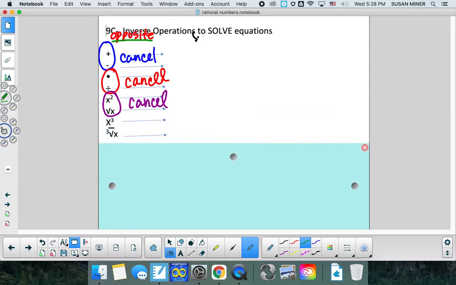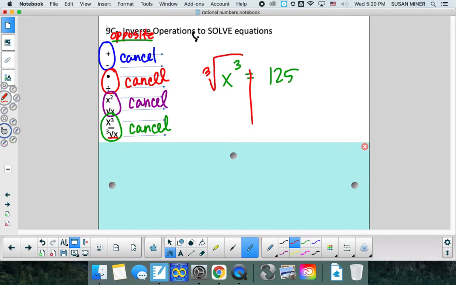Okay, well, guess what? If I have an exponent of 3, I also have a cube root, and those two are opposites of each other, and they will cancel each other out as well. So let's just see how that works. If I have x to the third power equals 125. If I want to cancel out a third power, I have to use the opposite operation. So here's my equation. On one side, I'm going to take the cube root. That means I have to take the cube root of the other side.